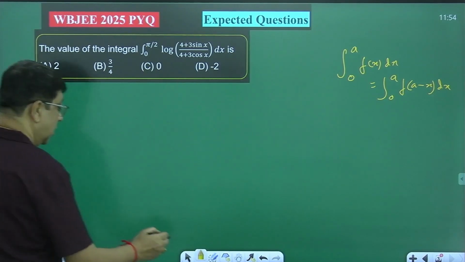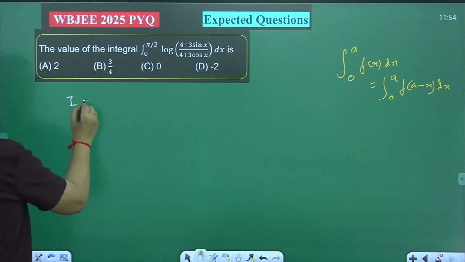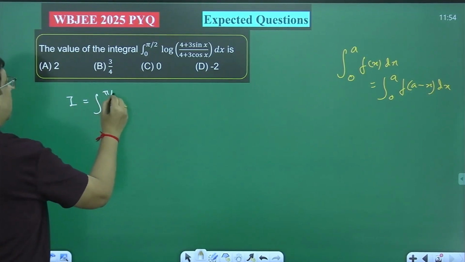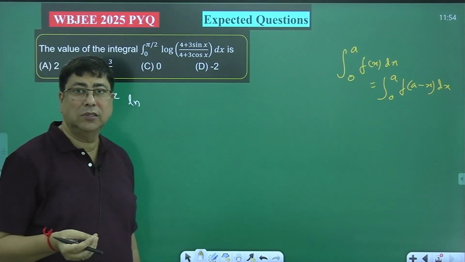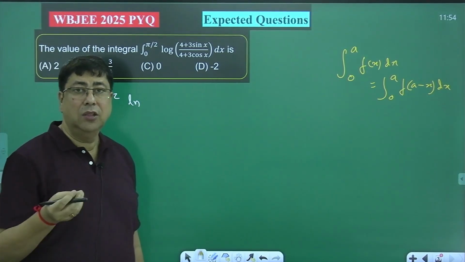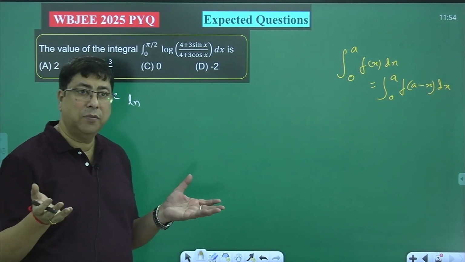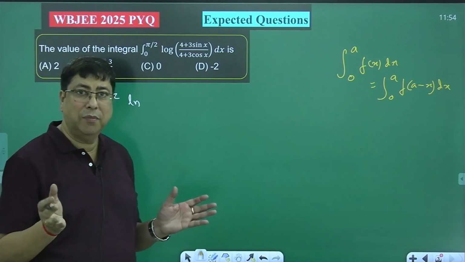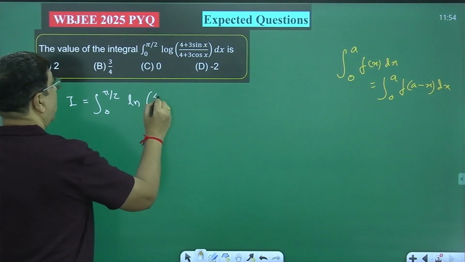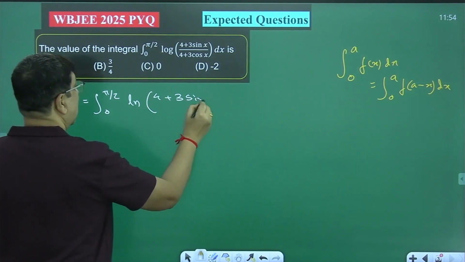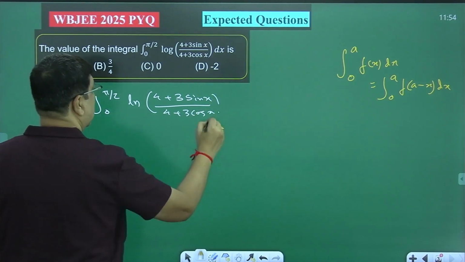What to do here? In this case, the integral has been given as 0 to pi by 2 log, ln. Everybody, we know that the base of the calculus log is e. Therefore, this is the default. So we can write ln, we can write log. It may be coming in terms of log or ln, same thing, the base should be e if nothing is mentioned. So log of (4 plus 3 sin x) by (4 plus 3 cos x).